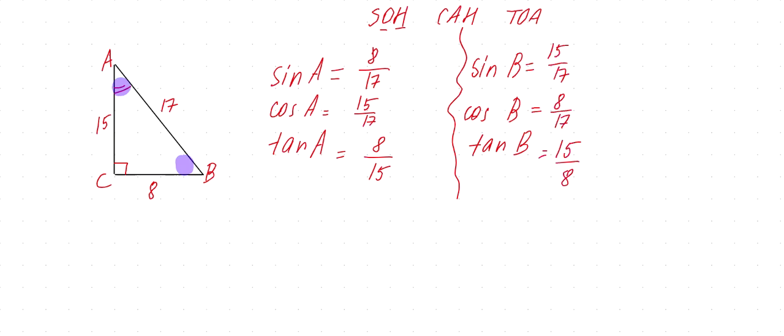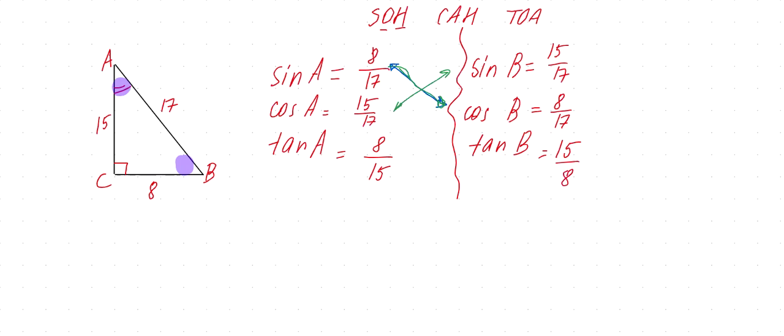So what did you notice here? Look, cosine and sine of complementary angles are exactly the same. Because whatever was the opposite leg for this angle became the adjacent leg. See it? So they just switched. And tan of A and tan of B are just reciprocals of each other.